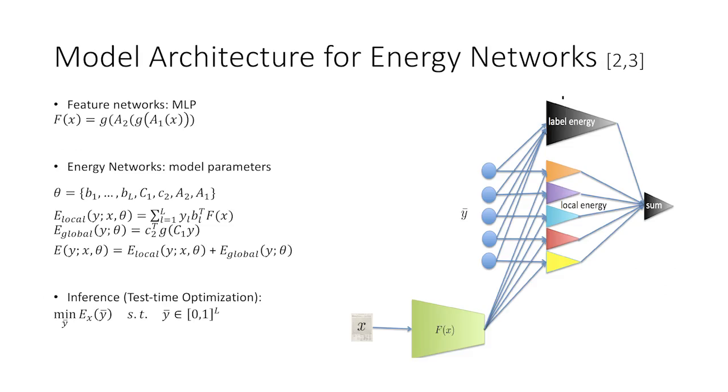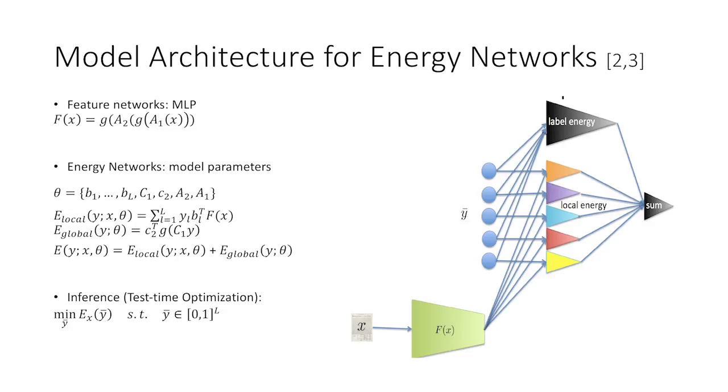So let's look at each component of the energy network. They're designed in David's ICML paper. So first, it's a feature network that extracts the feature given the input X. It's just a two-layer MLP. Next is the energy network. It's composed of two parts, the local energy and the global one.